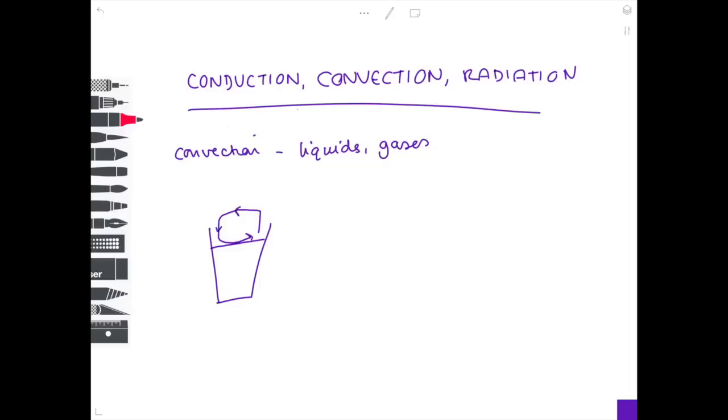So what you want to do here is add a lid, and that's to prevent convection currents being set up. The other great thing about adding the lid is you add a layer of air in here, and remember, air is a good insulator. So you're preventing heat losses by both convection and conduction by adding a lid.